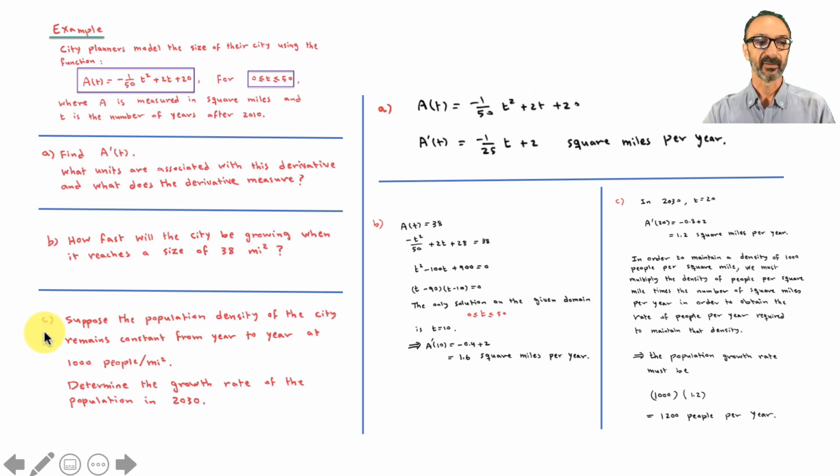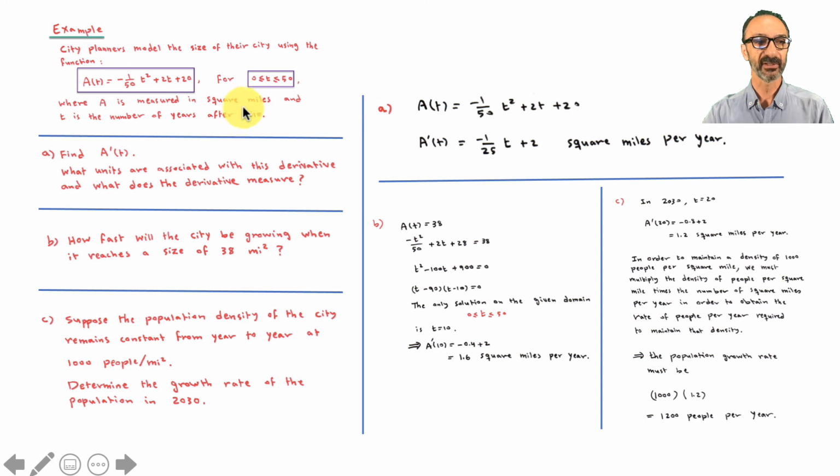Part C. Suppose the population density of the city remains constant from year to year at 1,000 people per square mile. This talks about miles per year, and this talks about people. So there's two things. So if you increase by 15 square miles, and every square mile gets 1,000 people occupying it, that's part C, all right? Determine the growth rate of the population in 2030.